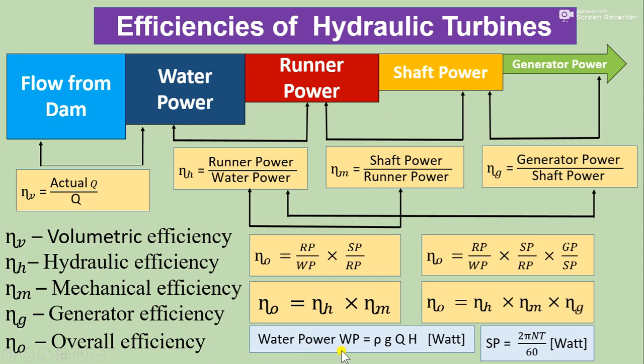In this case, water power is equal to rho g Q H in watt, where rho is density, g is acceleration due to gravity, Q is discharge and H is head. Shaft power is given as 2 pi N T by 60 in watt, where N is speed of turbine in RPM and T is a torque in Newton meter.